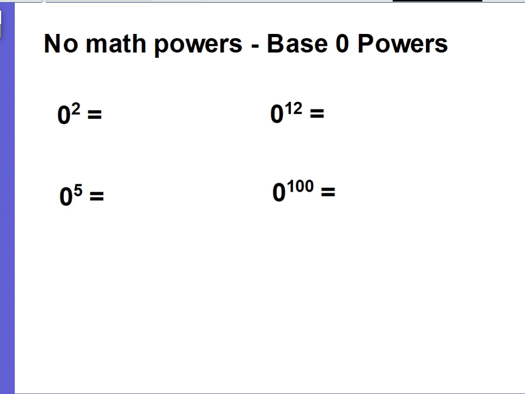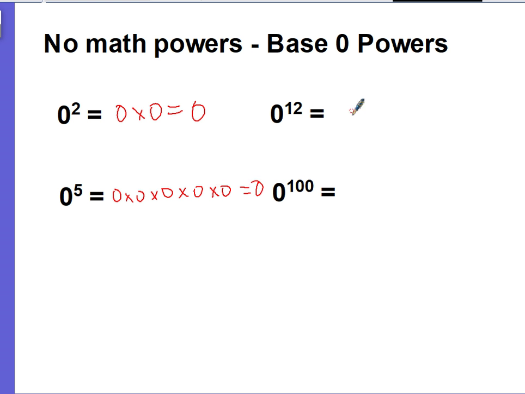Another no-math power is when you're dealing with base 0 powers. When the base is 0, what is the answer? Again, same idea. If 0 is being used as a factor twice, in other words being multiplied twice, that's 0 times 0. But what is 0 times 0? That's just 0. So 0 to the fifth power is 0 times 0 times 0 times 0 times 0, which is still 0.